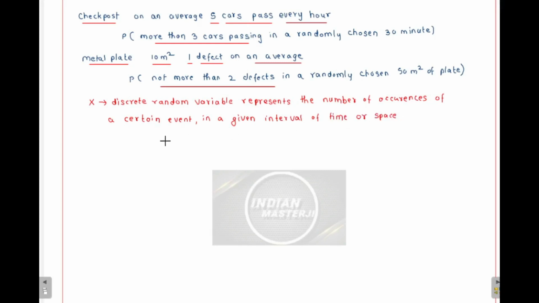So if we represent the number of occurrences by a discrete random variable, then this discrete random variable happens to follow Poisson distribution. X follows Poisson distribution if it follows certain conditions. Only when certain conditions are met can we say that it follows Poisson distribution.